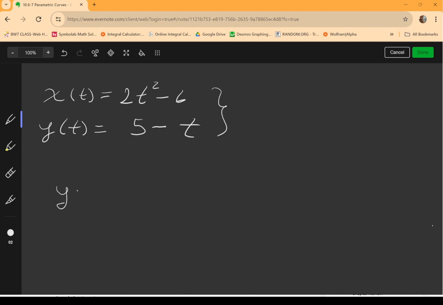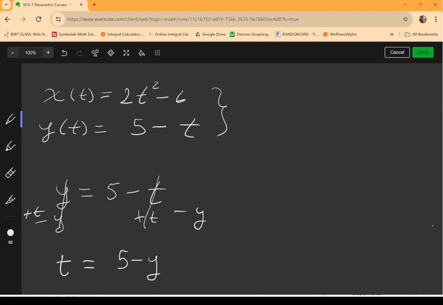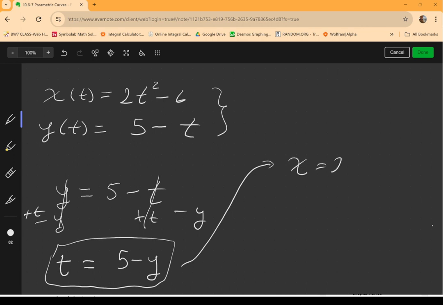So I'll take that and write it as y, just dropping the y of t, implicitly defined as y of t. Then I'll subtract y from both sides and add t to both sides. So this goes to 0, and we get t equals 5 minus y. Now I'll take this and go to my other parametric equation, and we get x is equal to 2 times, and here t gets replaced by 5 minus y, squared, minus 6. Oops, the square is on the outside there.